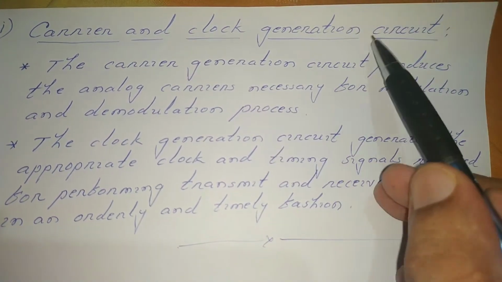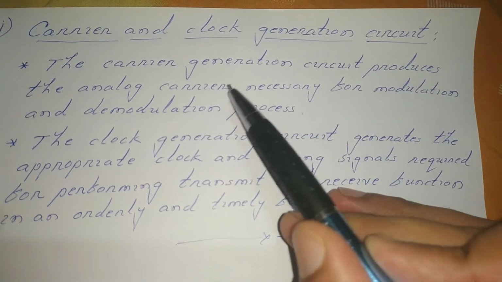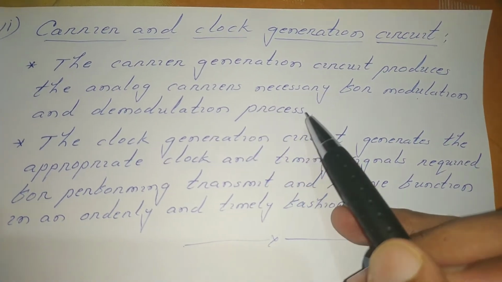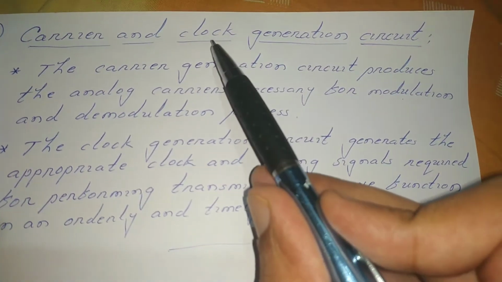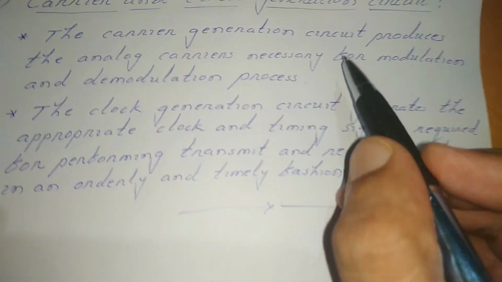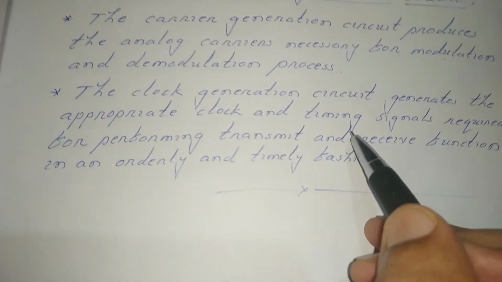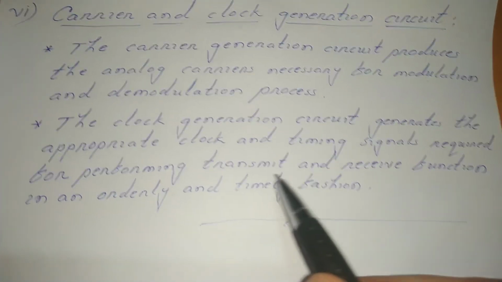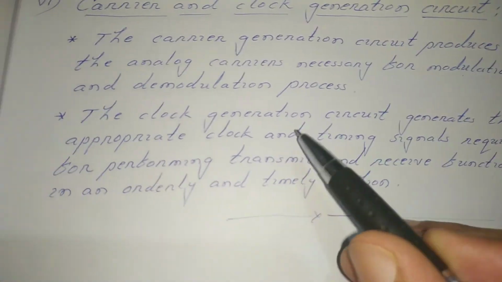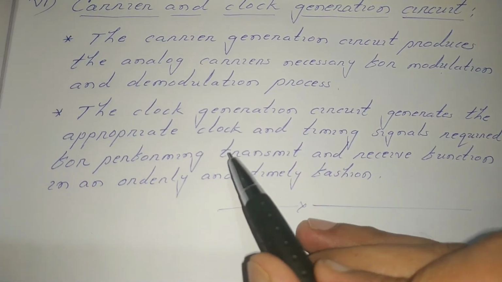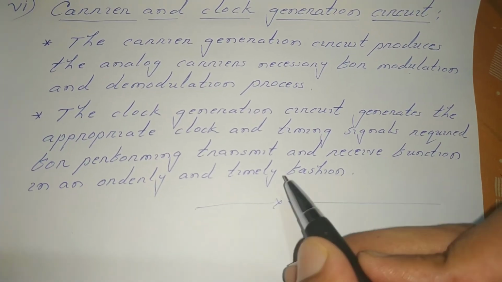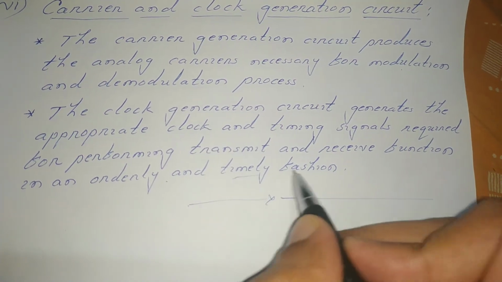So simply, the carrier generation circuit will do what? It will produce or generate the analog carriers that are necessary for the modulation and demodulation process. And the second one is the clock generation circuit. Simply, the clock generation circuit will generate the clock or timing information, and that timing information is required to perform the data communication task in an orderly manner. The clock generation circuit generates the appropriate clock and timing signals required for performing the transmit and receive functions in an orderly, timely fashion.